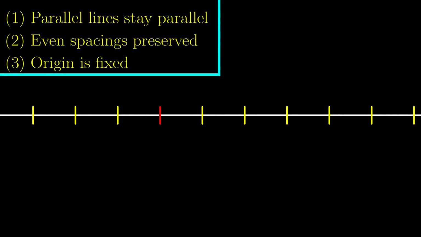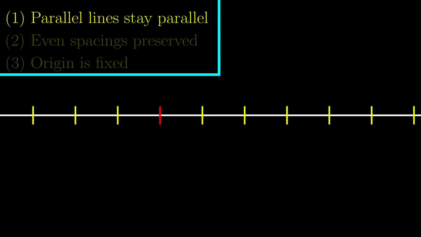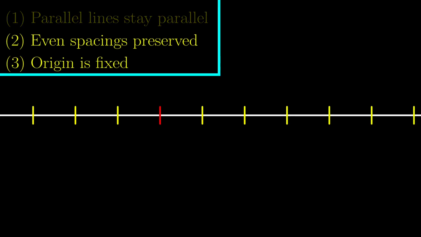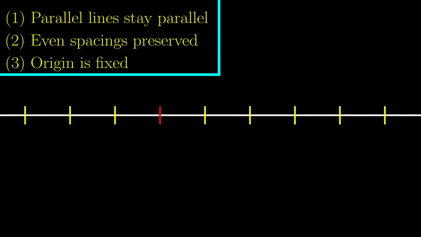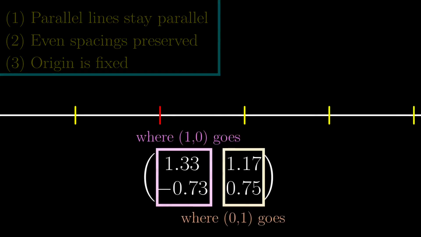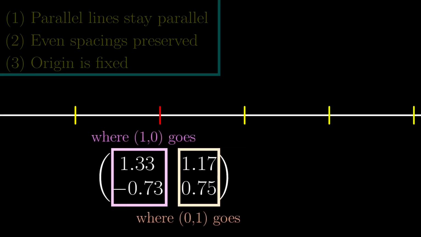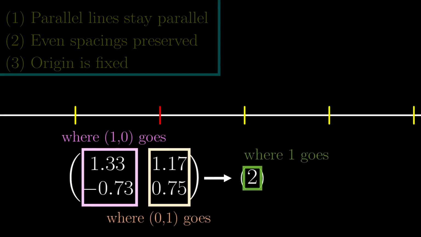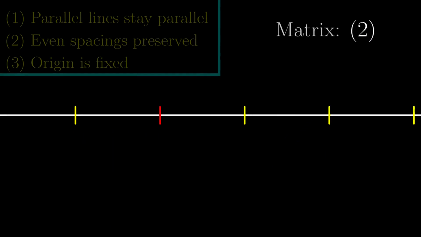As we said before, these three are the requirements of being a linear map. The first one isn't too relevant because we only have one line to deal with anyway. But the next two requirements mean that we are restricted to just scaling, so linear maps in one dimension are scaling. In 2D, the linear map is represented by a matrix like this, but in 1D, we only need to know where 1 goes, so the matrix reduces to just one number, which is the scaling factor.